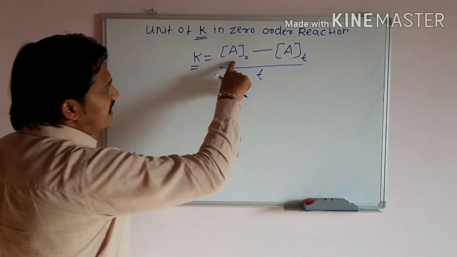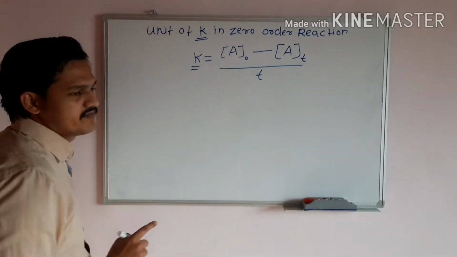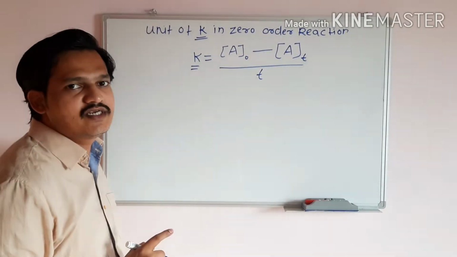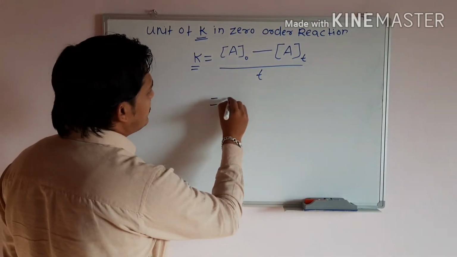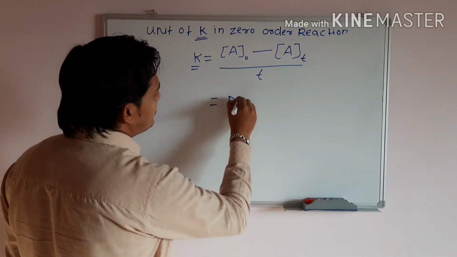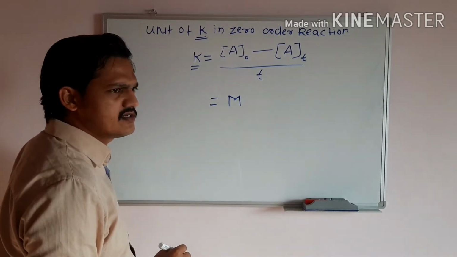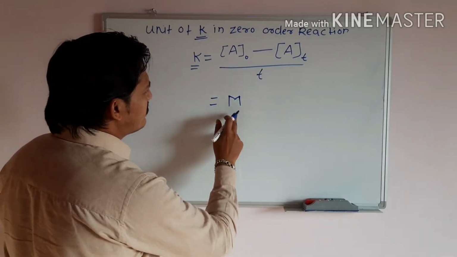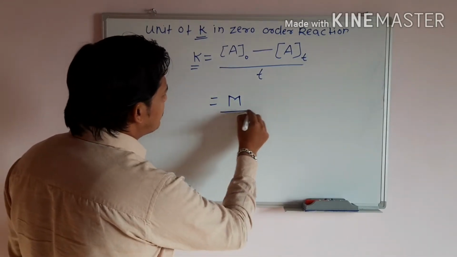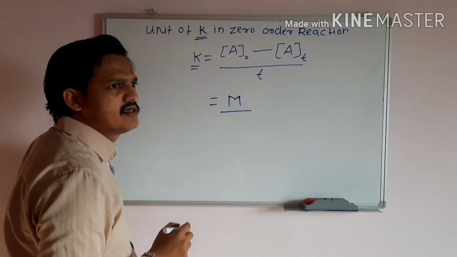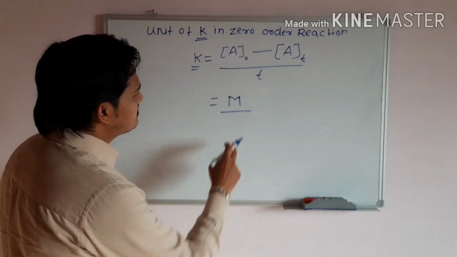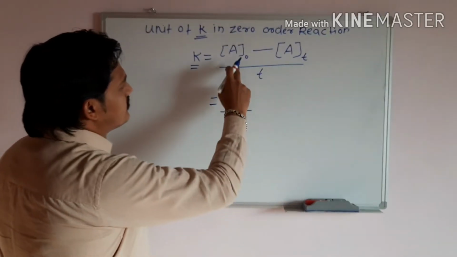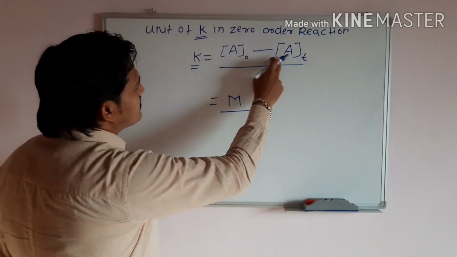So these are the concentrations. Concentration is always expressed in molarity. There are many ways of expressing concentration, but the most commonly used is molarity. So, molarity minus molarity.